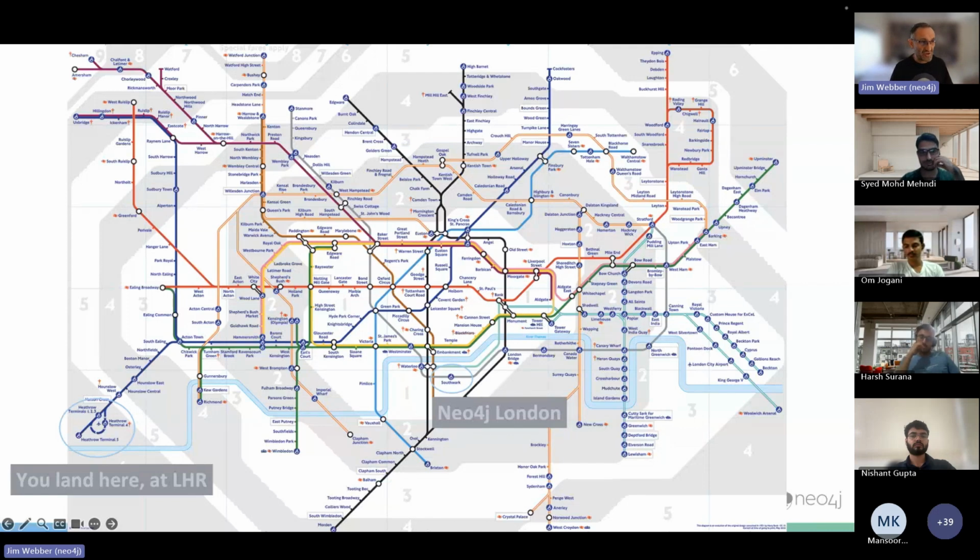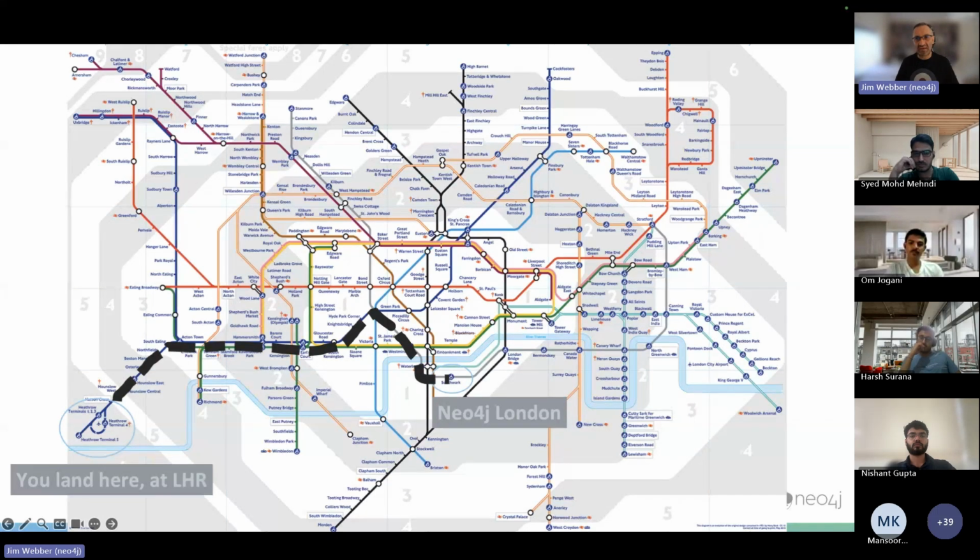Having done this journey many times, the actual shortest path is probably here, which is Piccadilly to Green Park. Change at Green Park, and by the way, Green Park has a very innocuous name, but it's actually where Buckingham Palace is. So it's King Charles's tube station. Change at Green Park, and then hop on the Jubilee line, named after his mother's Jubilee in '77, and come down to Southwark. And that's actually the shortest path through this graph.